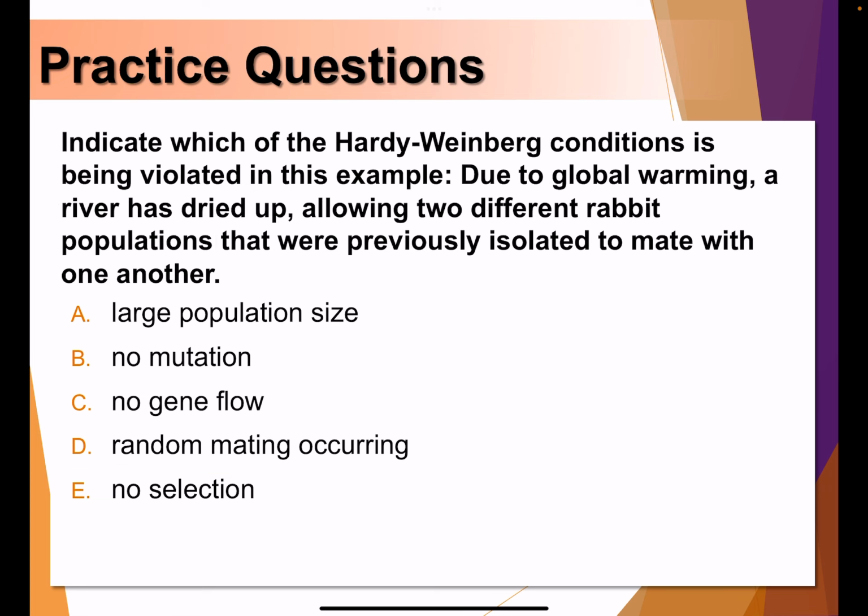Again, indicate which Hardy-Weinberg condition is being violated. Due to global warming, a river has dried up, allowing 2 different rabbit populations that were previously isolated to mate with one another. Which of the following is it? No gene flow. So when the river was there, the species were isolated, no gene flow was occurring. Now that gene flow can happen because one is able to mate with the other, this can reduce differences between the populations, which is gene flow happening now in this case.